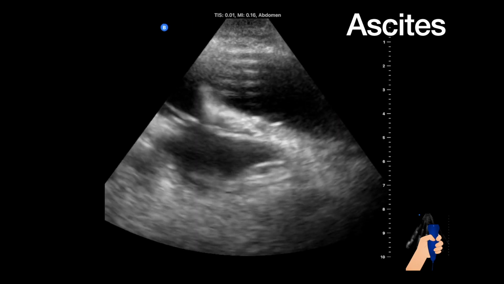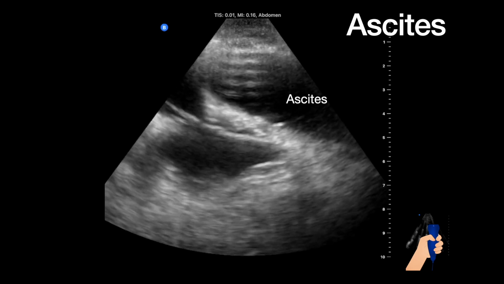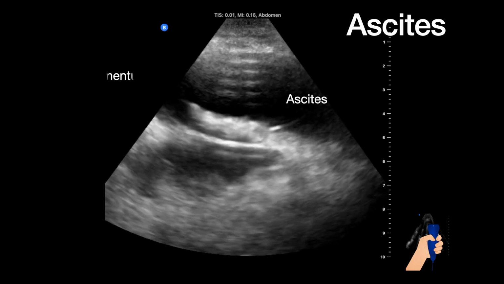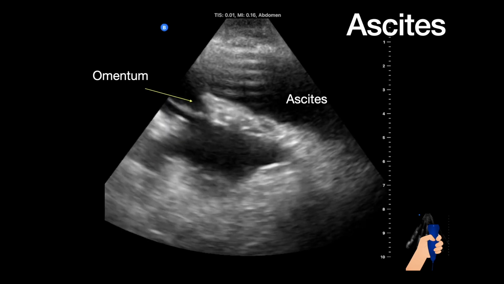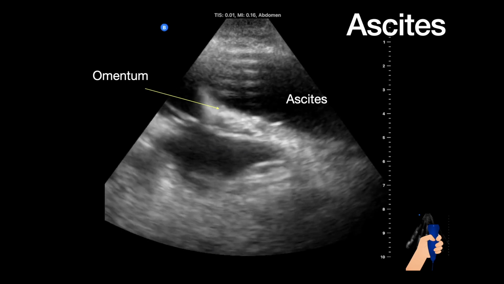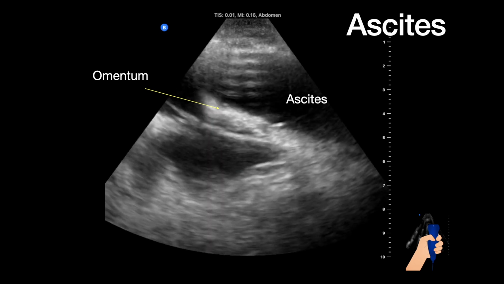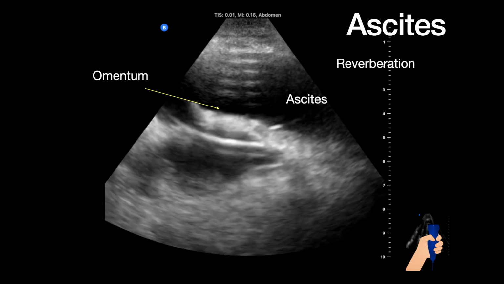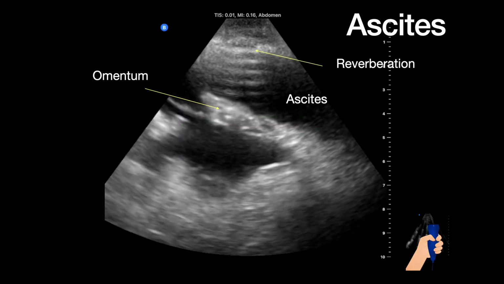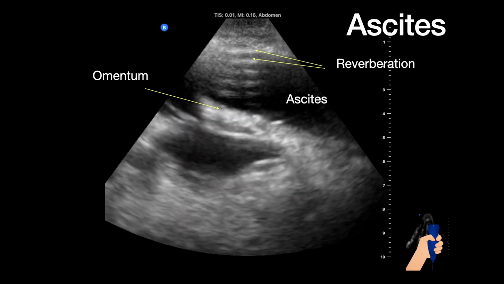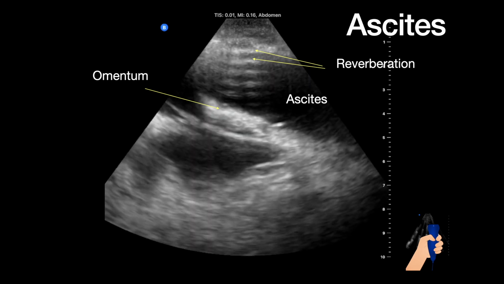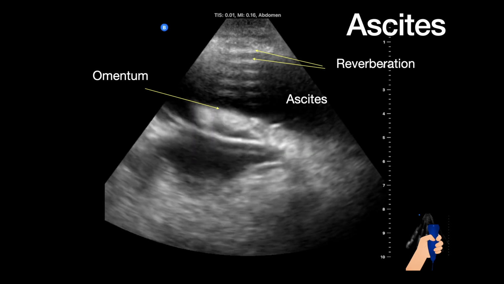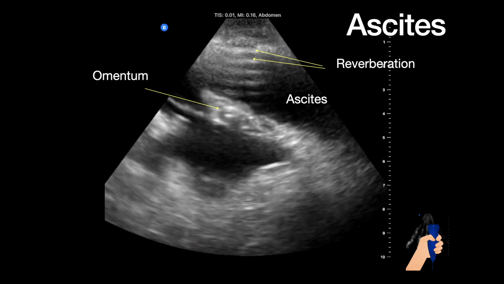This is the left lower quadrant, and you can see ascites. The omentum is going back and forth, and you can also see reverberation artifact, which is common when you are evaluating cavities that are full of fluid. These are artifacts and not structures.